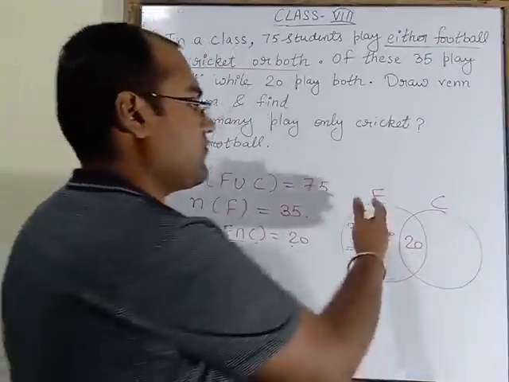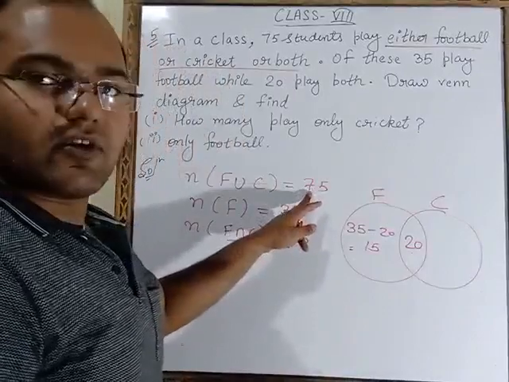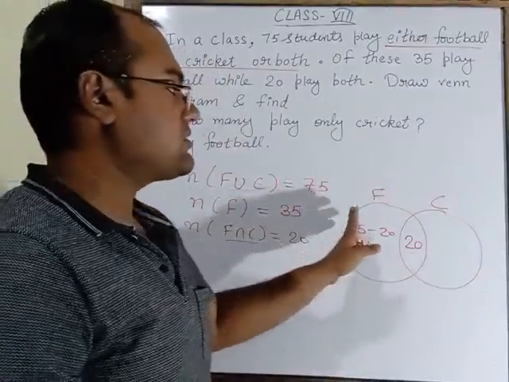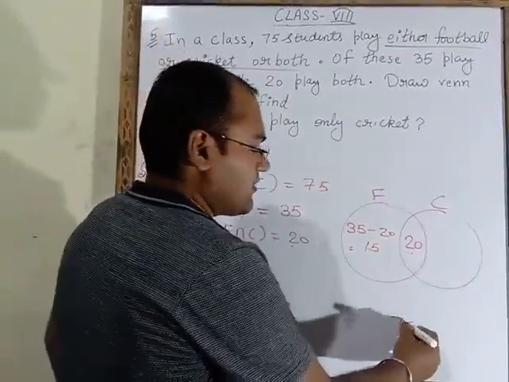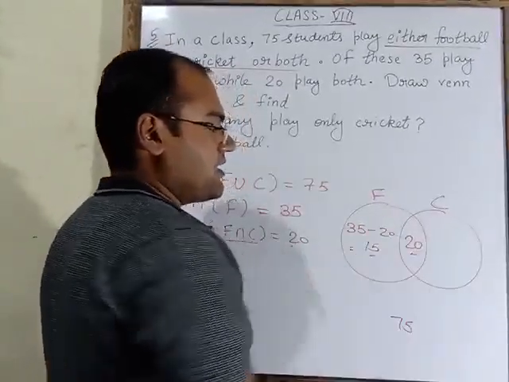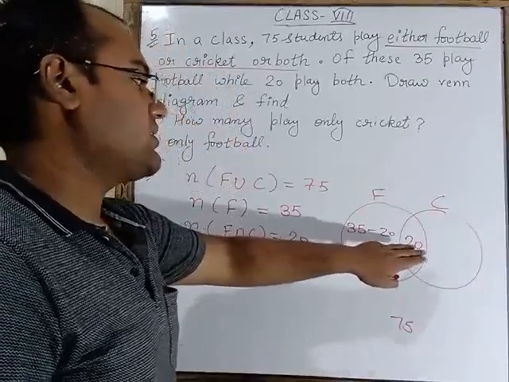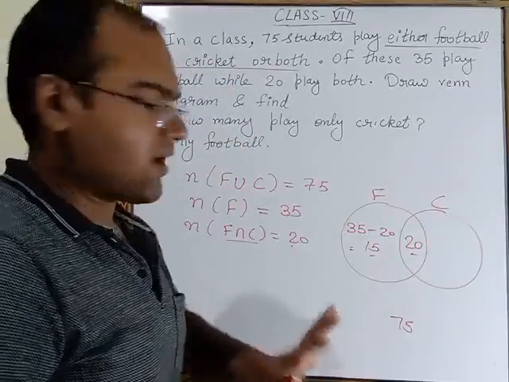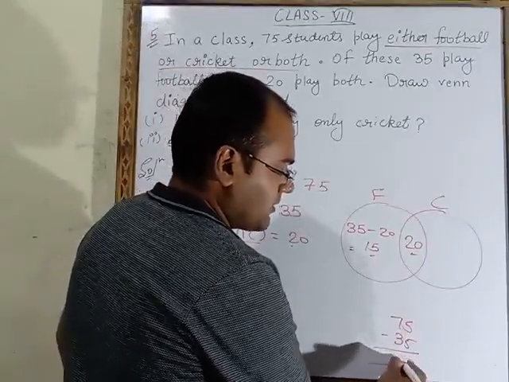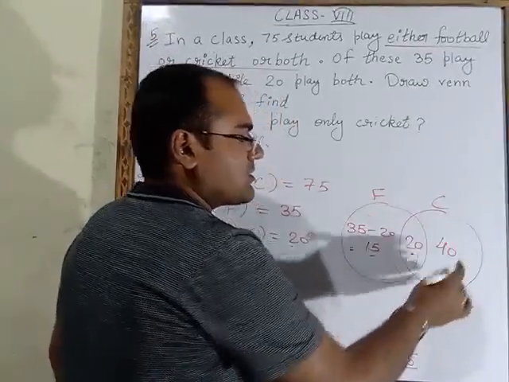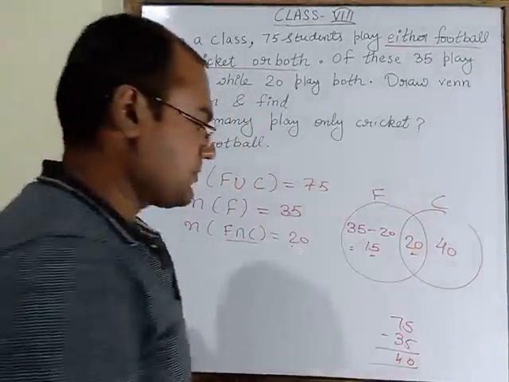The answer is 15. Now this part is remaining. Union means the full circle, both complete. The union value, the full value, is 75. Out of those 75, we had written 15 and 20, that means 15 plus 20, 35, we had written. So we will subtract 35. The answer will be 40. That means those remaining 40 we have to write here in this cricket circle.